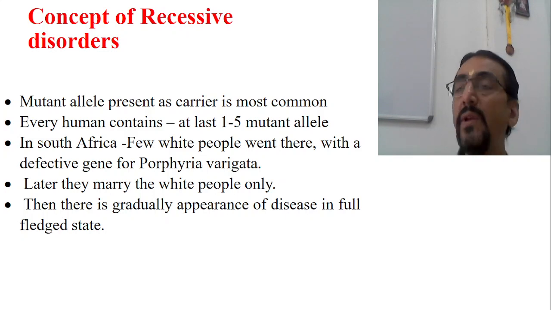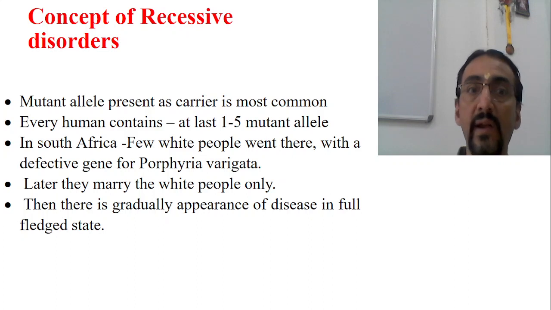So now, how was it actually identified in the beginning? What happened is, many years back in South Africa, a few white people, maybe from Britain or somewhere else, went into South Africa.